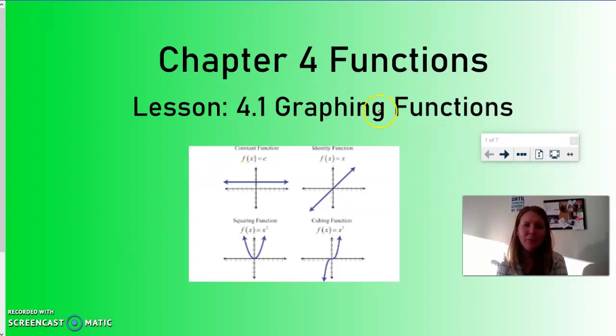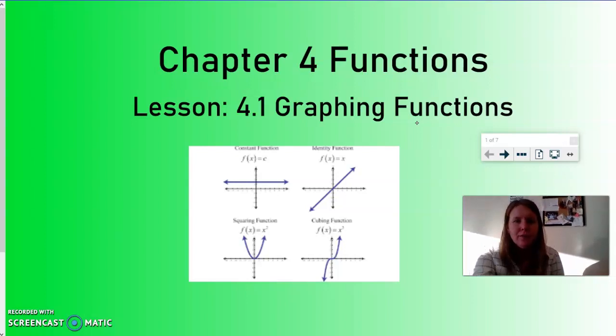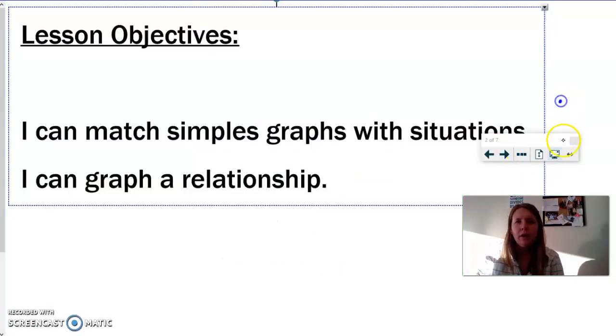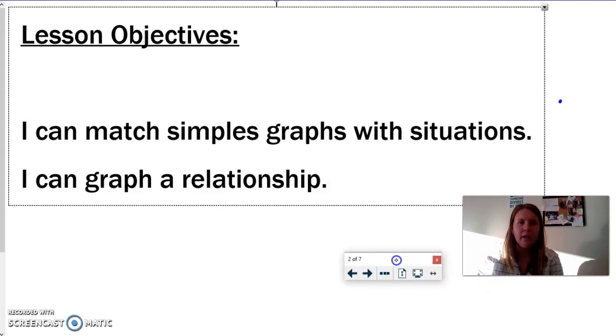Hello, hello, and welcome to Chapter 4, which is all about functions. And today we are doing lesson 4.1, which is all about graphing functions. So we're going to talk about the basics of graphing functions and how to read these graphs as well. So our objectives are: I can match simple graphs with situations, and I can graph a relationship.